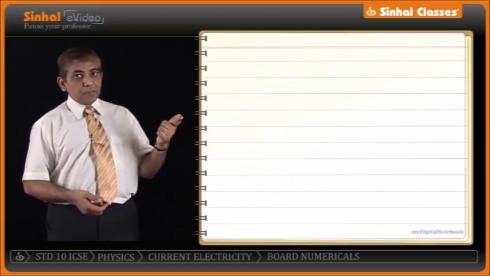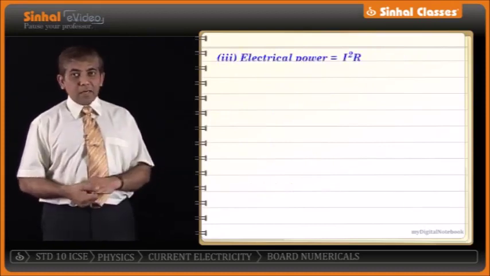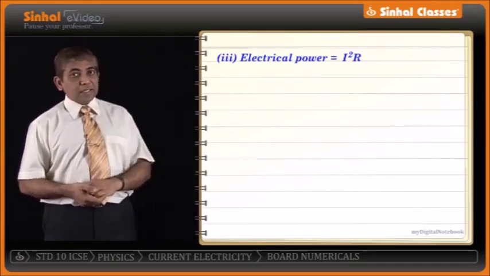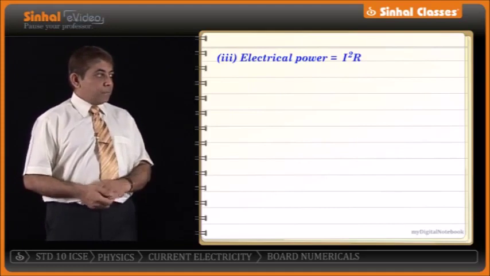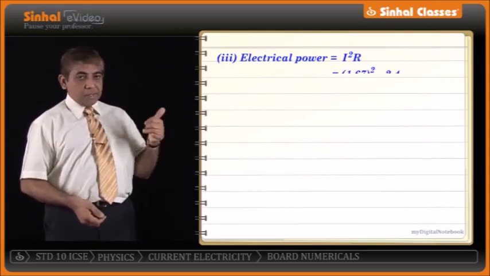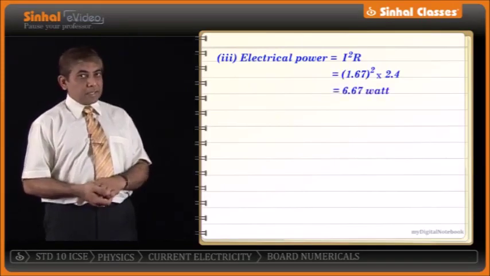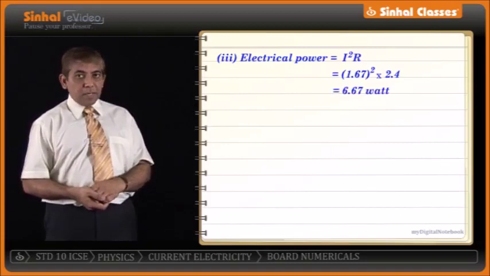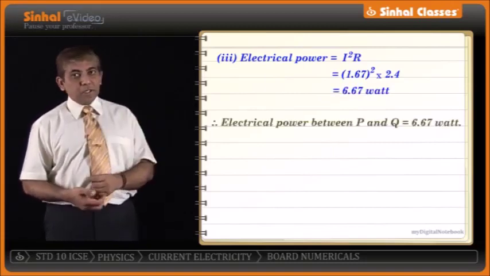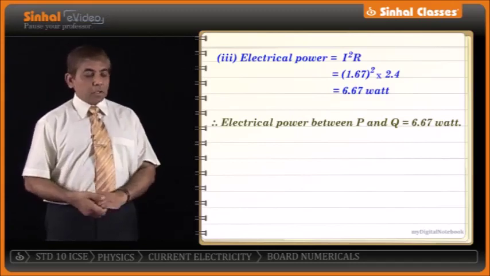Now, as I said, we are thinking about electrical power also. Electrical power here in this case is I squared R. I squared R was the formula for electrical power which we studied while studying electrical appliances. Substituting the value of I as 1.67 squared multiplied by 2.4, I get 6.67. The unit of electrical power is watt. So therefore the electrical power between points P and Q works out to be 6.67 watt.